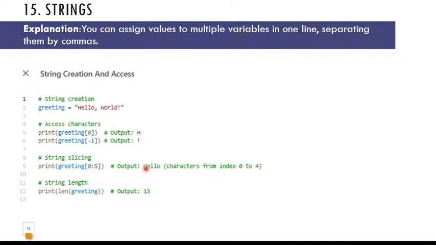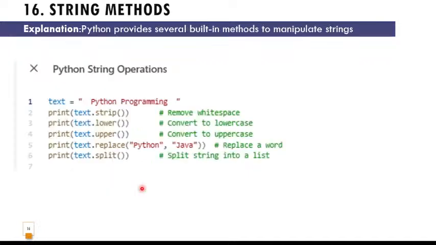So 0 to 5, this will be "Hello" complete. String length: if you have to find out the length of this string, "Hello", that can be achieved by writing print len greeting. So len is for the length, and then the output will come up, which is 13. String methods: Python provides several built-in methods to manipulate strings.